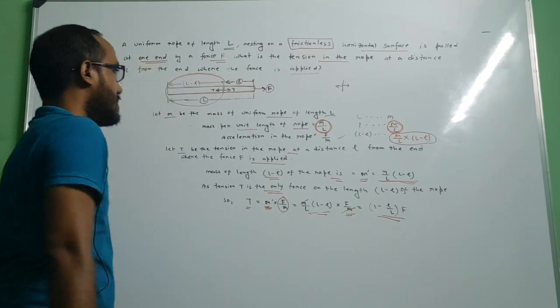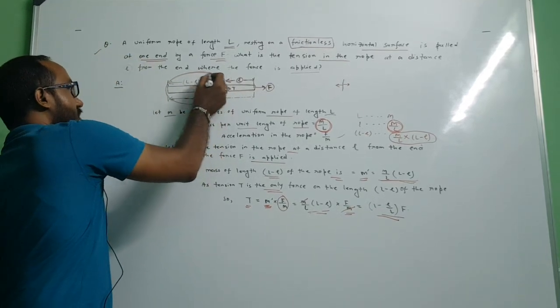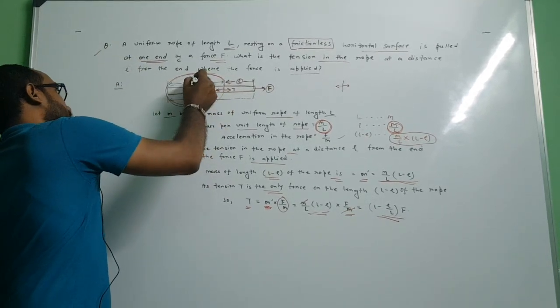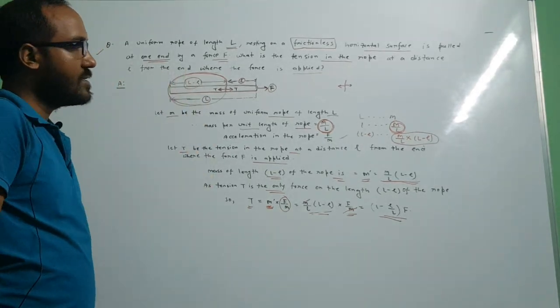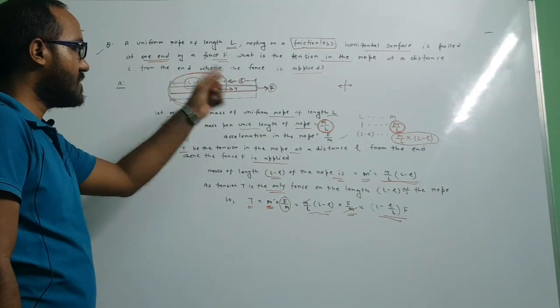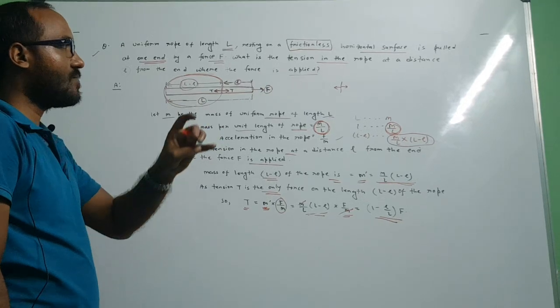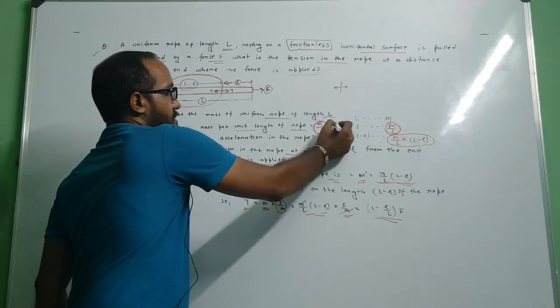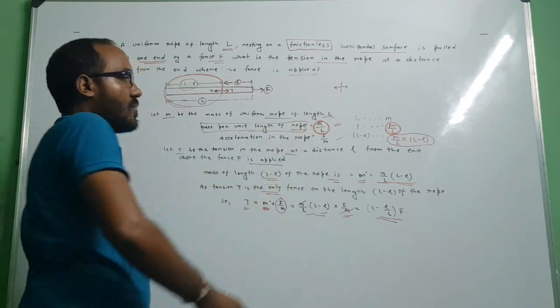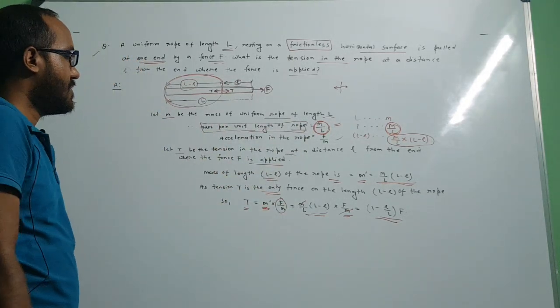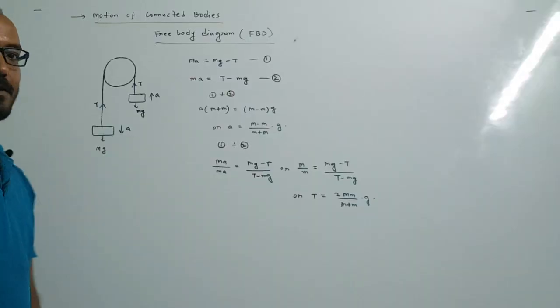This is the force which is applied in the remaining portion of the rope. This is the standard type of portion. Always remember this type of portion, rope problem, chain problem, always follow this method. First find out the mass per unit length and proceed as I have written in this.